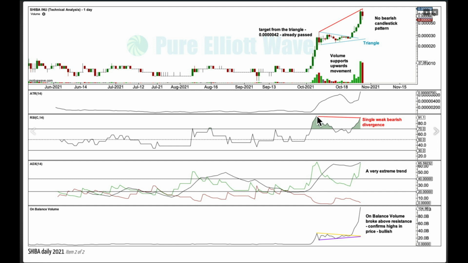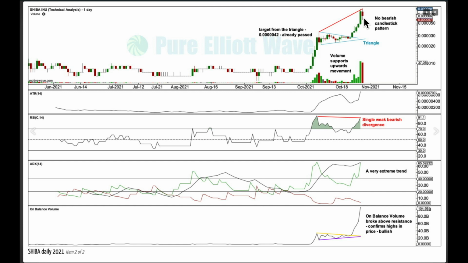RSI is also very extreme here. There's a little bit of bearish divergence here, but it's only single and it's quite weak. So these two are now looking very extreme, but not as extreme as these markets can exhibit with RSI and ADX. So I think that a high is going to be in place sooner rather than later, but I don't have confidence that it's at this high on this day yet.